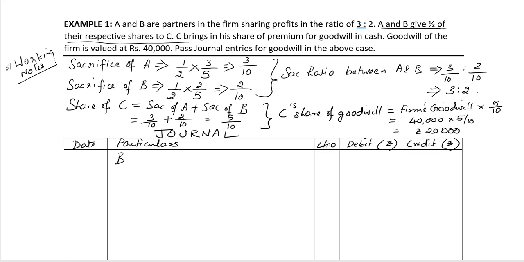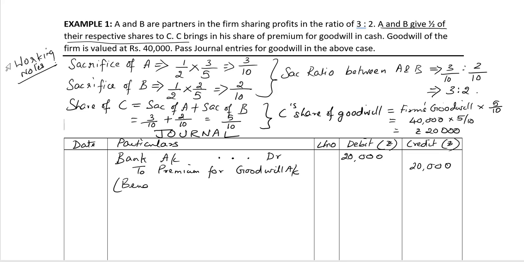The first journal entry is for premium for goodwill brought in by C. Bank account debit to premium for goodwill account. C brings in his share, which is 20,000 rupees. Being premium for goodwill brought in by partner C.